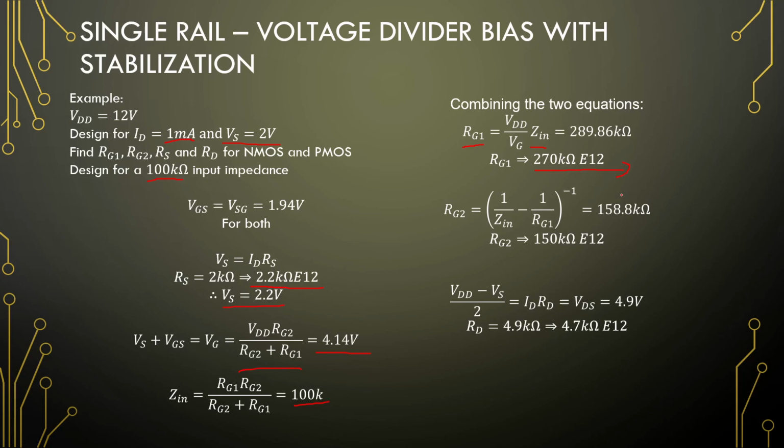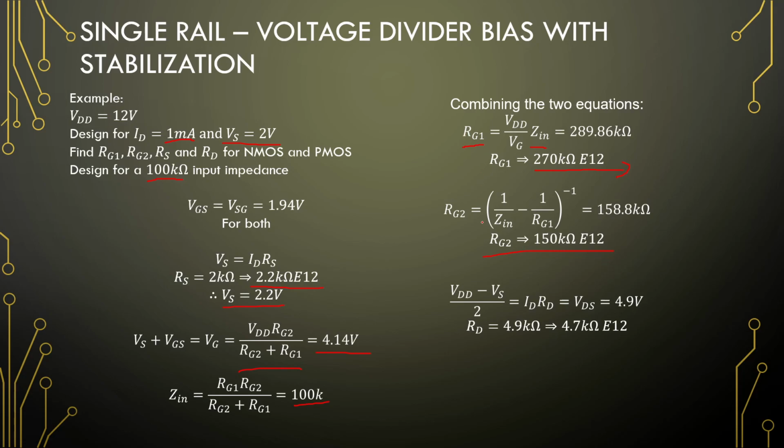a 270 kilo ohms resistor. Then we can do a reverse parallel combination, so 1 over Z in minus 1 over RG, and we get our RG2 value as 150 kilo ohms.